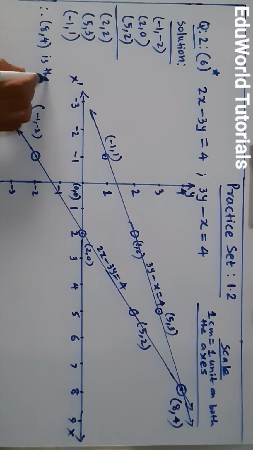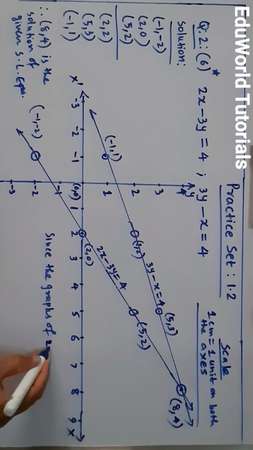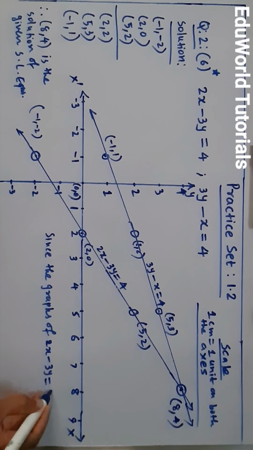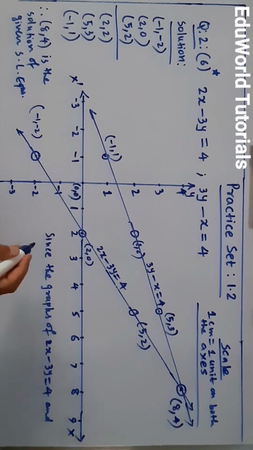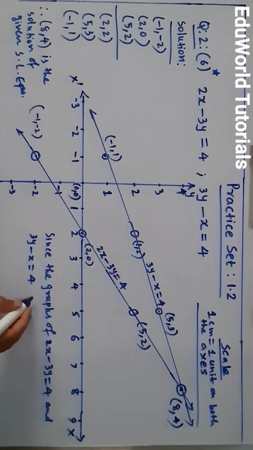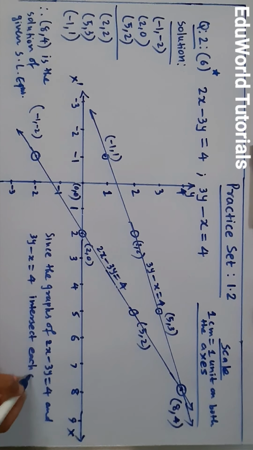Also, I had shown you another way, right? What we have to write? Since the graphs of the two equations, 2x minus 3y is equal to 4, and 3y minus x is equal to 4, intersect each other at which point? 8, 4, right?